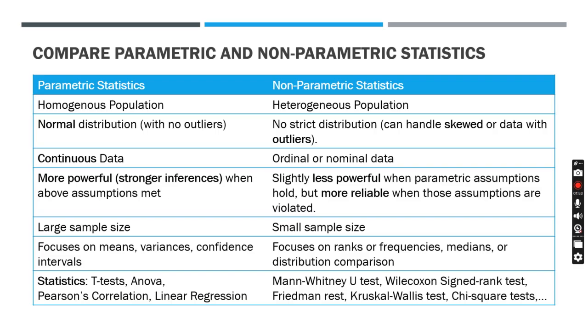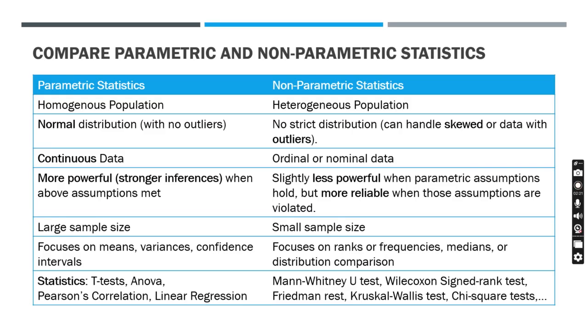This is very important here. Parametric statistics cannot deal with outliers. Outliers are values that are either too high or too low in the data set we have. So for parametric statistics, we have normal distribution. For non-parametric statistics, we can use any type. If the data is any type, it can deal with it.